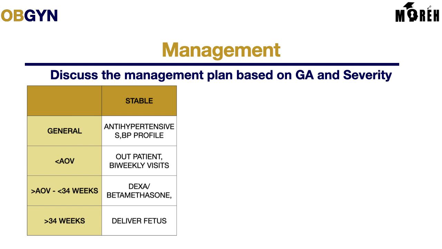If the pregnancy is above the age of viability but less than 34 weeks, we would like to give corticosteroids to make sure that there's lung maturity. So we can give dexamethasone or betamethasone, and want to do conservative management. Remember, this is a stable patient. So with conservative management, we're seeing them bi-weekly, and once they hit 30 weeks, we see them every week. And if there's any changes, we can deliver the fetus.